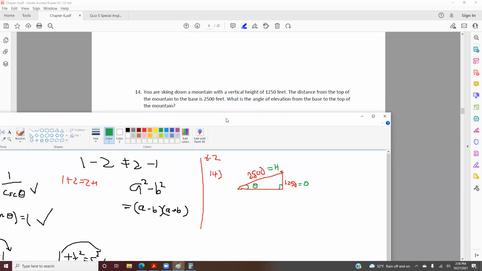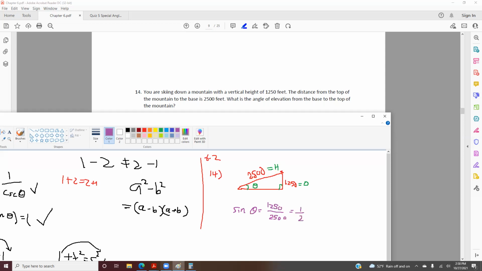Can someone tell me what formula, sine, cosine, or tangent, uses opposite and hypotenuse? SOHCAHTOA. So which one are we using for this question 14? Sine. So sine theta is equal to what? 1250 over 2500. Can we reduce this fraction? 1/2, sorry.